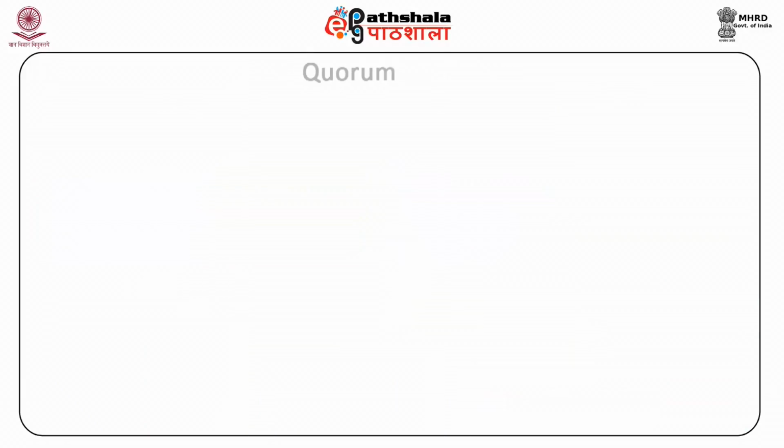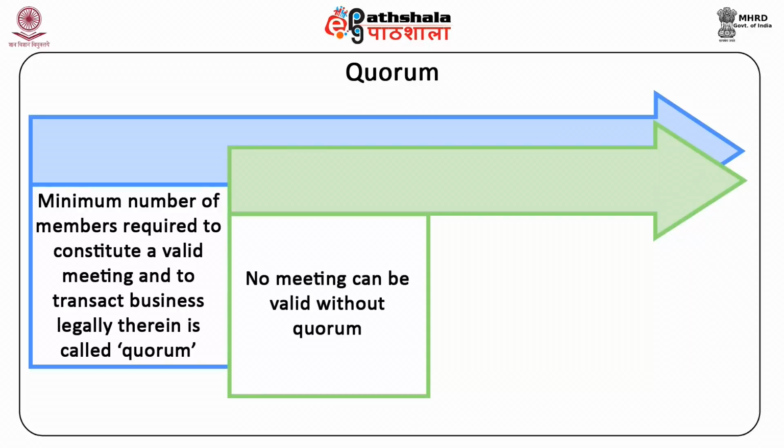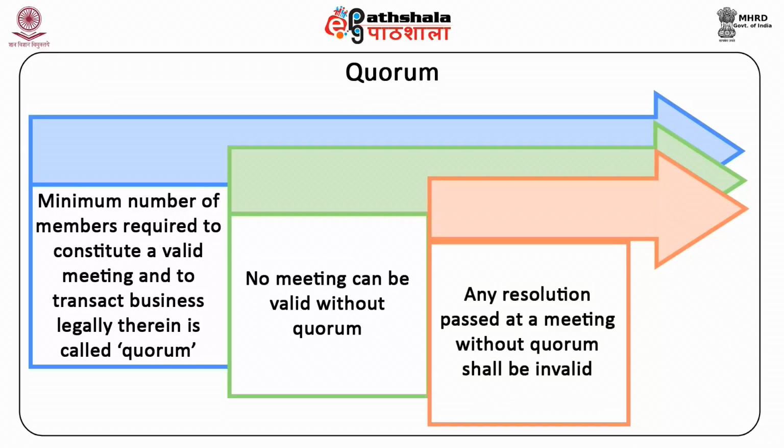Quorum. The minimum number of members required to constitute a valid meeting and to transact business legally therein is called quorum. No meeting can be valid without quorum. Any resolution passed at a meeting without quorum shall be invalid.